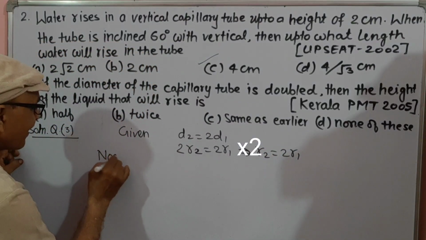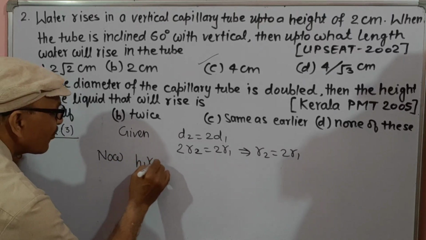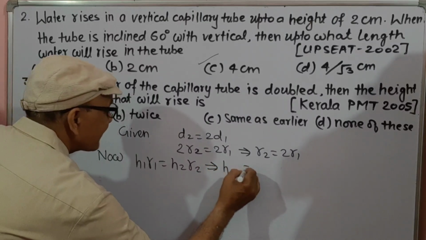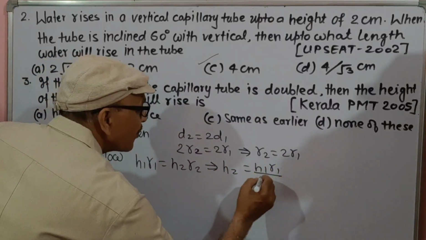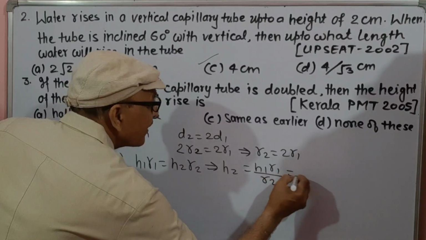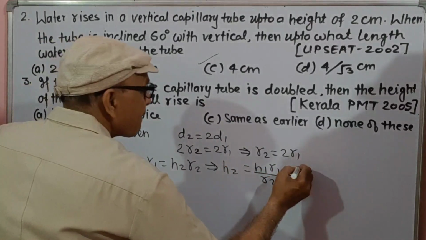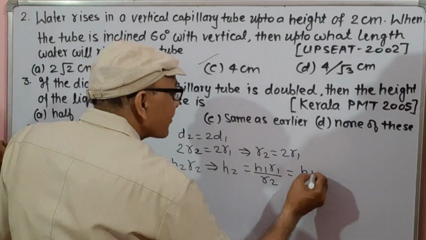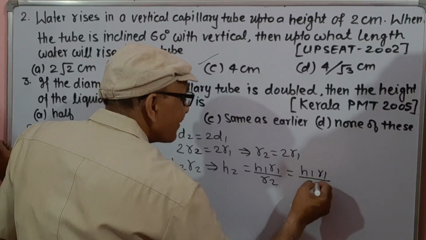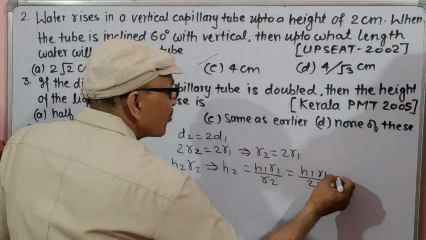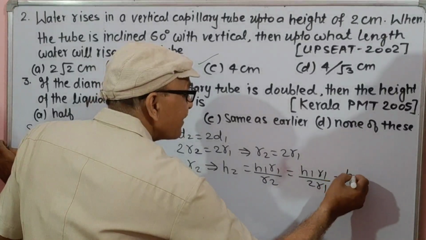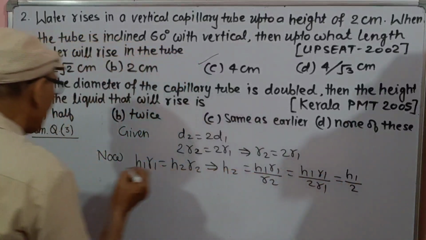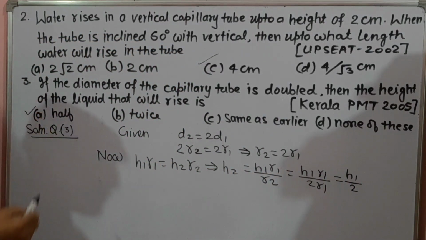Now h1 r1 is equal to h2 r2, which gives h2 as h1 r1 upon r2. This is equal to h1 into r1 upon 2 r1, because r2 is equal to 2 r1. r1 cancels out and we get h2 as h1 upon 2. So the correct option is A, half.